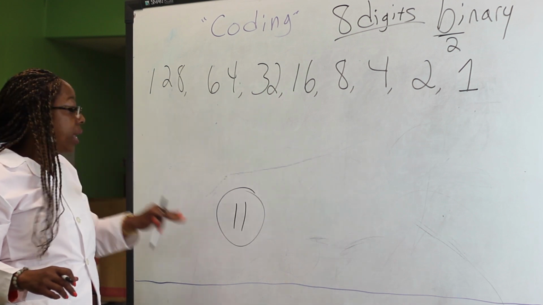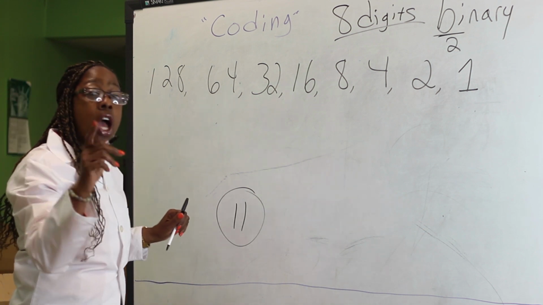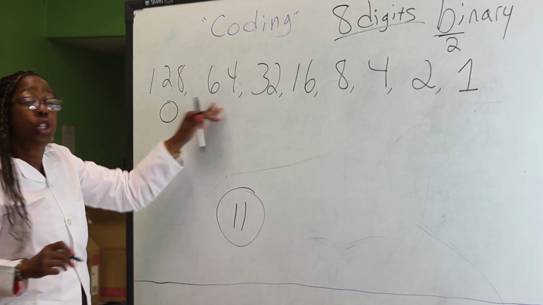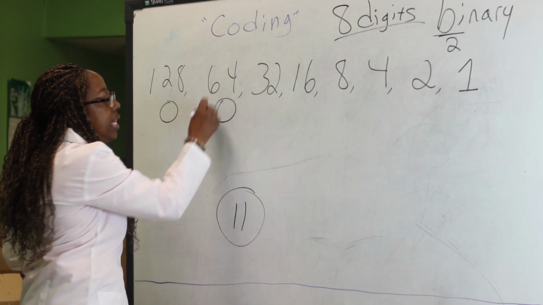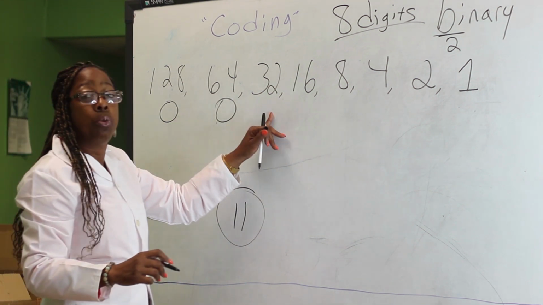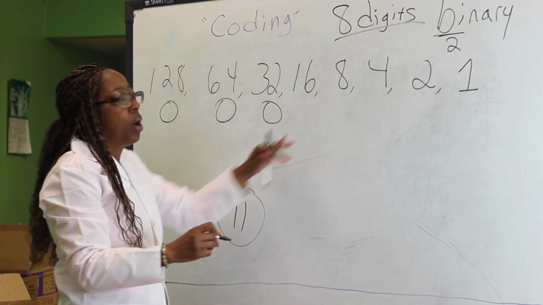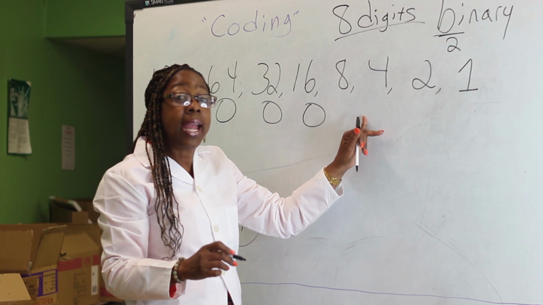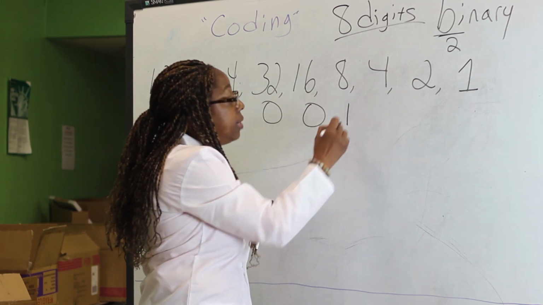Do we need 128 to get to 11? I hope your answer is no. And if it's no, that means that's 0. So we don't need 128. Do we need 64 for the 11? No, it's way greater than 11, so that's a 0. Can we use 32 to get to 11? That's still greater. What about 16? That's still greater. What about the number 8? Can we use the number 8? Yes, we can. So that's a 1.